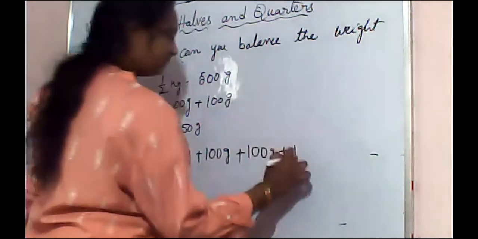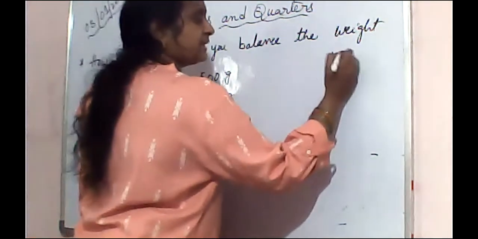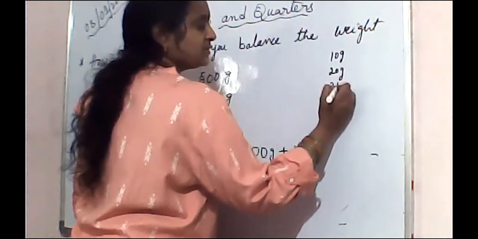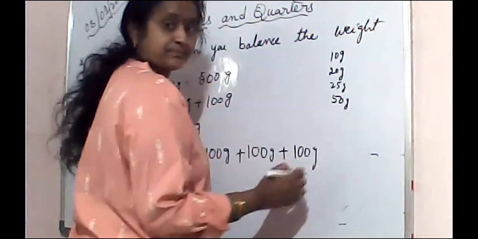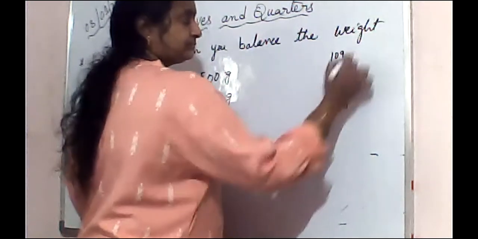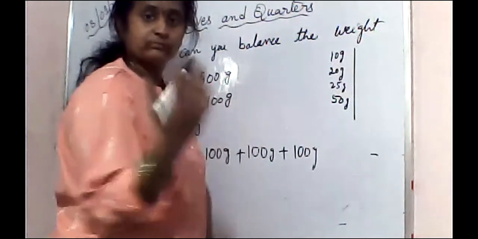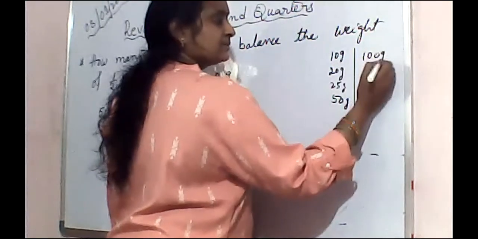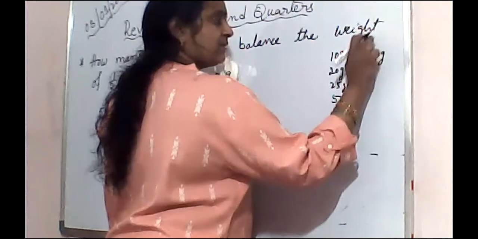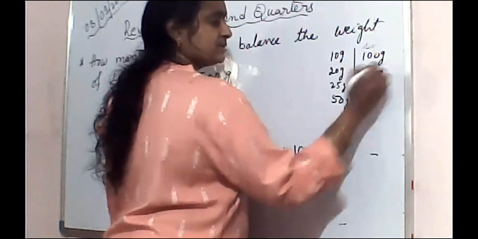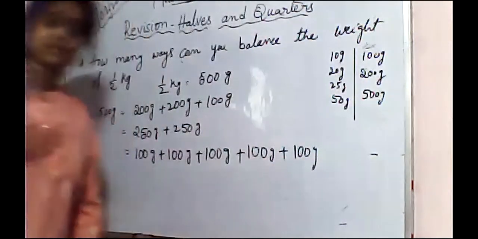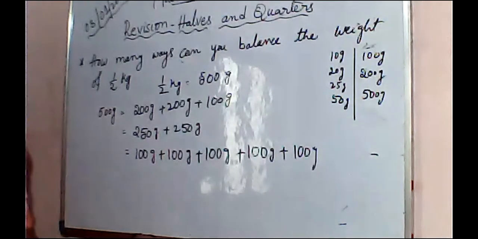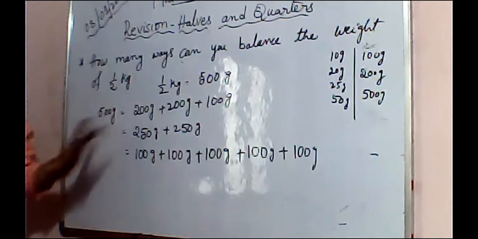We have weights of 10 grams, 20 grams, 25 grams, 50 grams, 100 grams, 200 grams, and 500 grams. 750 grams is not there. 500 plus 200 we have to write as 1000 grams. Like that we will have the weights. So a 30 grams weight we don't have.